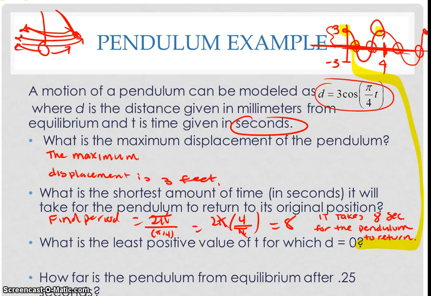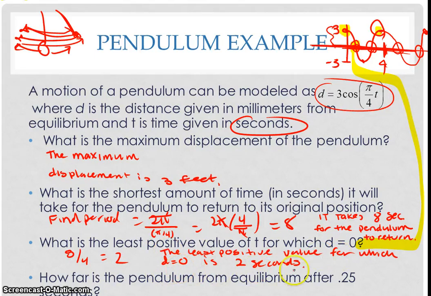Well, that's just one of the key points of our graph, so it's the period divided by 4, right? Because your key points were all of those, so if I find my period and divide it by 4, I get 2. So the least positive value for which d equals 0 is 2 seconds. Because it takes 2 seconds for the pendulum to go from here to here, then 2 seconds to get to the next key point, and then 2 more seconds, and then 2 more seconds. That's a total of 8 seconds, 1 period, to make one of these.